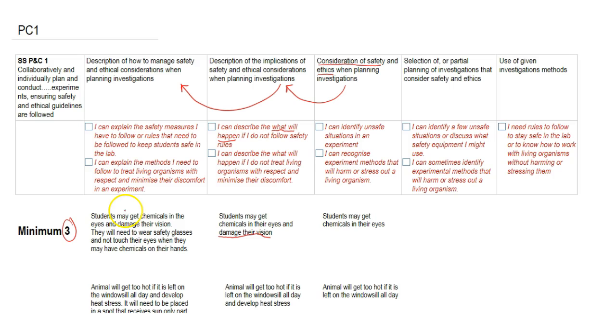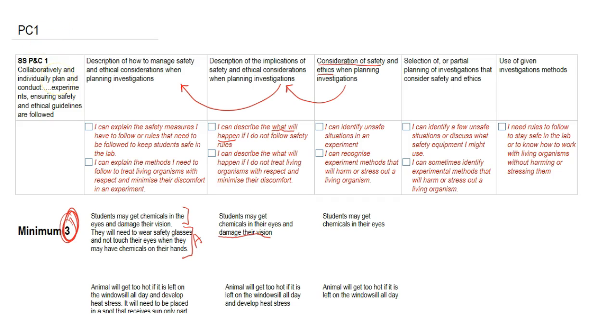So an example here would be, students may get chemicals in the eyes, it'll damage their vision, that's that first column. The second column, you'd actually have to say what to do about it to avoid it. They'll need to wear safety glasses and, if you really want to go specific, not touch their eyes or rub their eyes when they may have chemicals on their hands. That's all you need to get an A, as long as you can show me 3 times that you can do that. Okay?